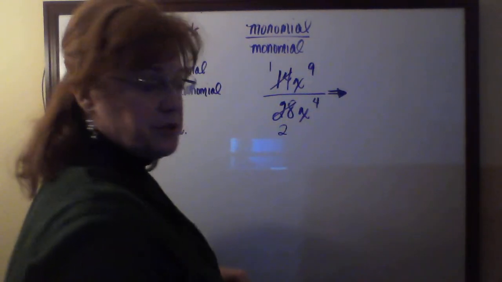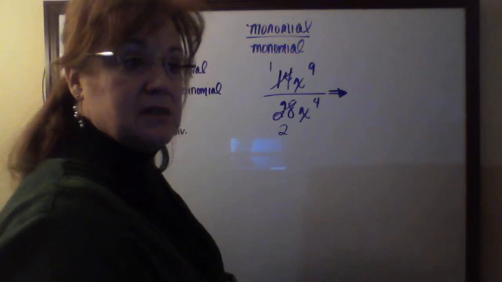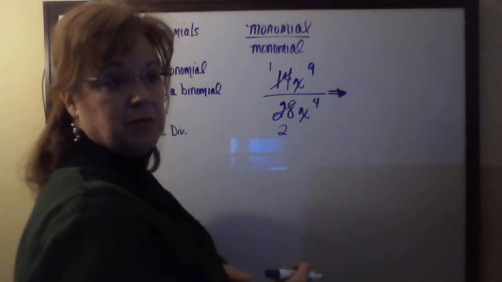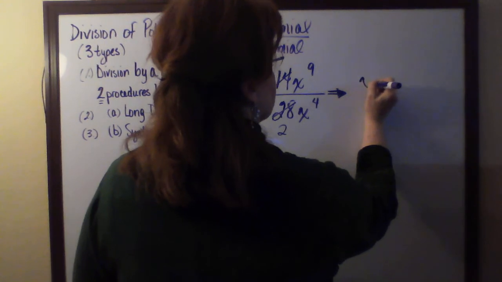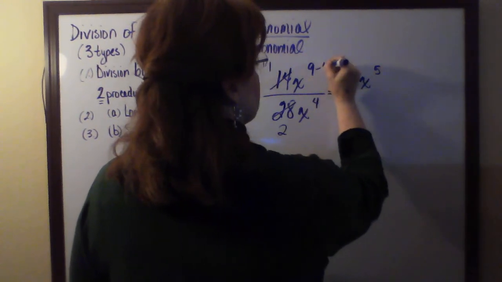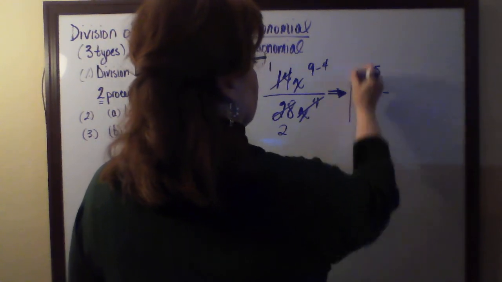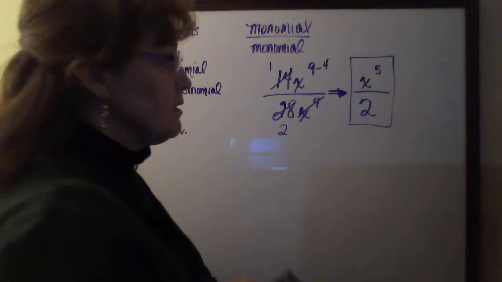Now remember, with the quotient rule with variables, you subtract the exponents, smallest from largest, and stay in the position, either top or bottom, where the largest exponent is. So this would become 1x to the 5th, because you're subtracting the 4 there, over 2, and this would be how you'd write your final answer. Okay?